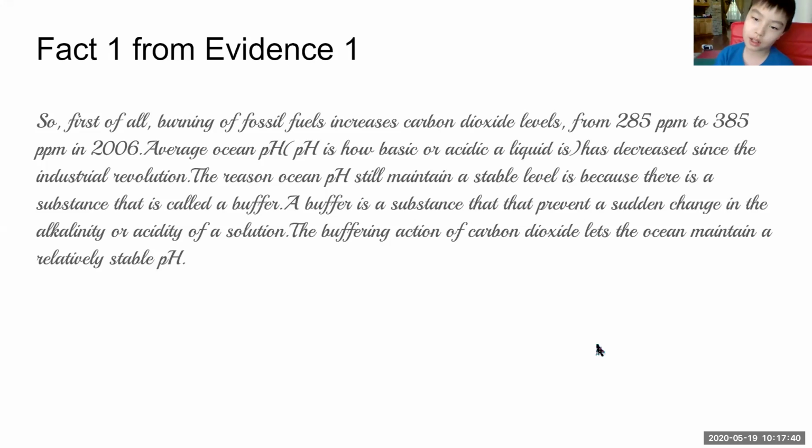The reason ocean pH can still maintain a stable level is because there is a substance called a buffer. A buffer is a substance that can prevent a sudden change in the alkalinity or acidity of a solution. The buffering action of carbon dioxide lets the ocean maintain a relatively stable pH.